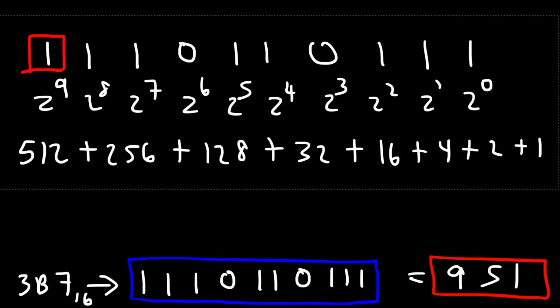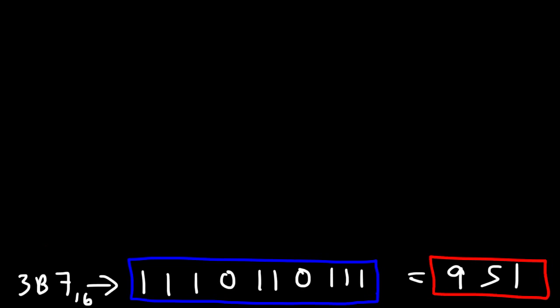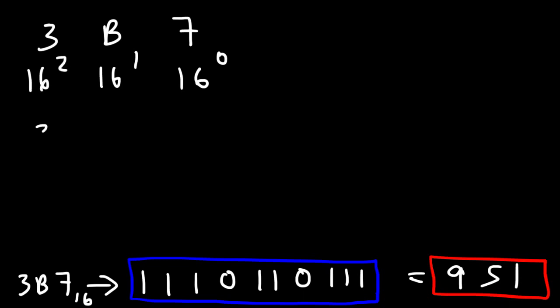Now let's convert the hexadecimal number into a decimal. Let's see if we'll get the same answer. So we have 3, B, 7. The 7 we're going to multiply by 16 to the 0. B we're going to multiply by 16 to the first power. And 3 by 16 squared. So it's 3 times 16 squared.